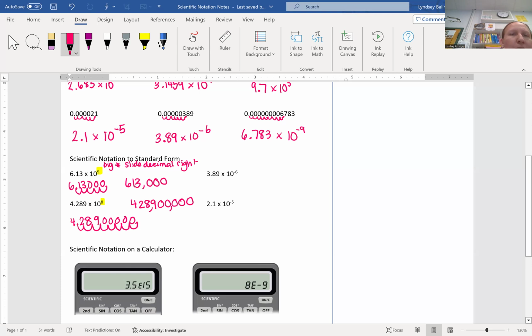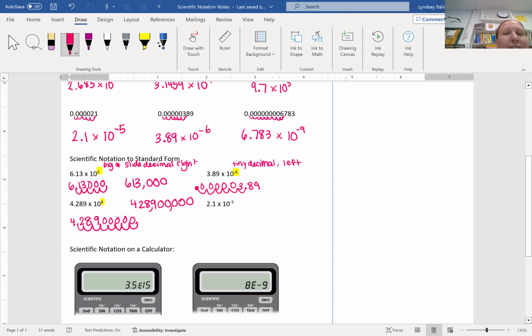Okay, the next one, we have 10 to the negative 6. So this is a tiny decimal. When we have a negative exponent, this is a tiny decimal. We're going to move the decimal to the left. So here is my 3.89. Notice I gave myself a little bit more room on the other side now. And I'm going to move that decimal 6 spots to the left because of the negative 6. So 1, 2, 3, 4, 5, 6. This becomes my new decimal. And once again, we just throw in those extra zeros as needed.